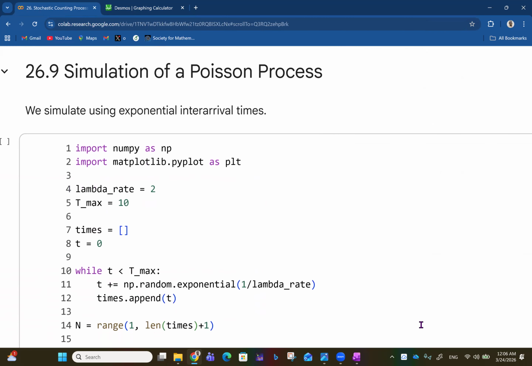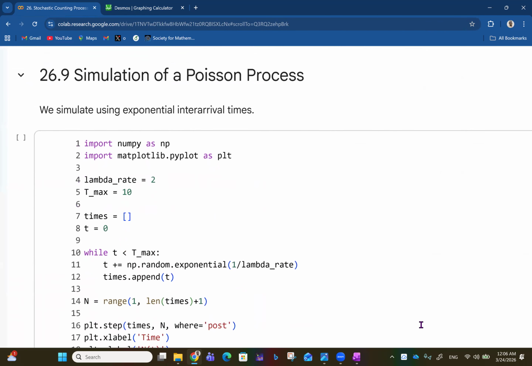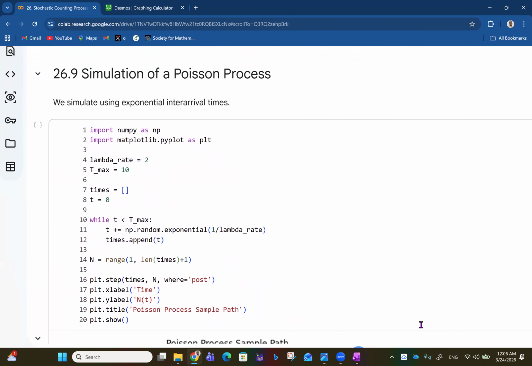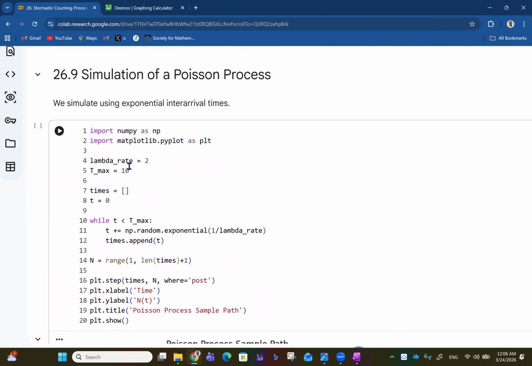Then how do you simulate a Poisson process? We simulate using exponential interarrival times. Here it can take a lambda rate of 2, and the maximum time is 10. Maybe you want to see people who come within a 10-hour period, or if it is minutes or whatever you're considering.